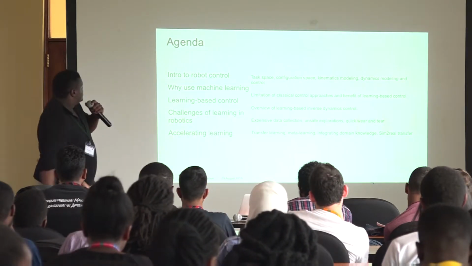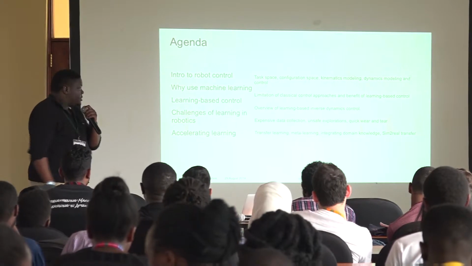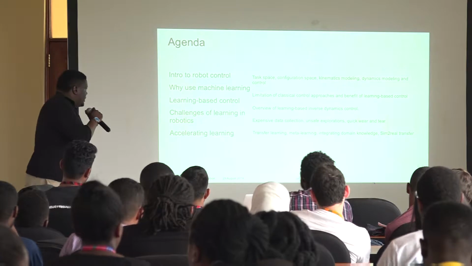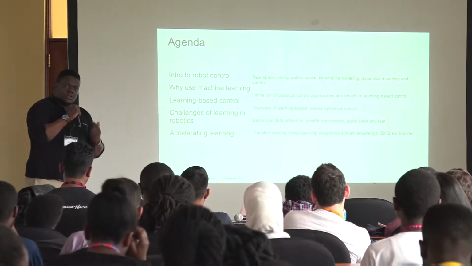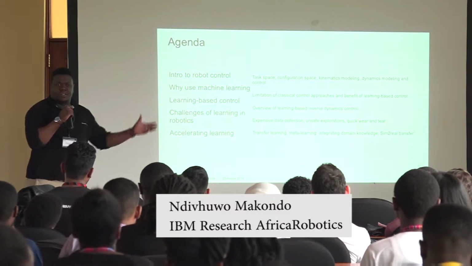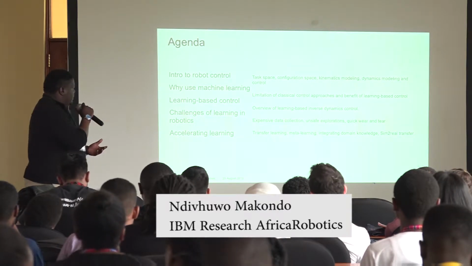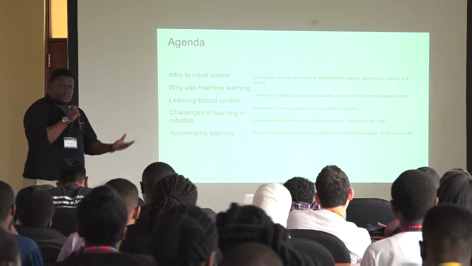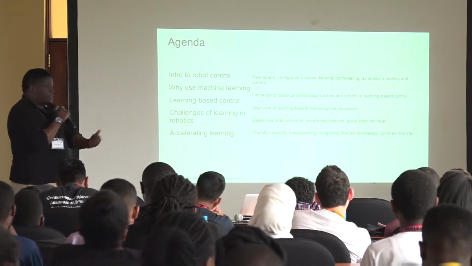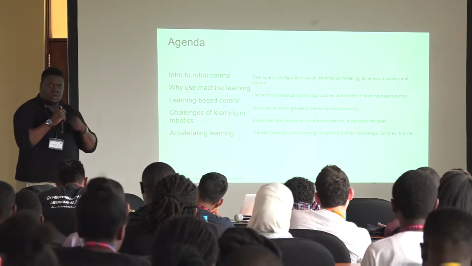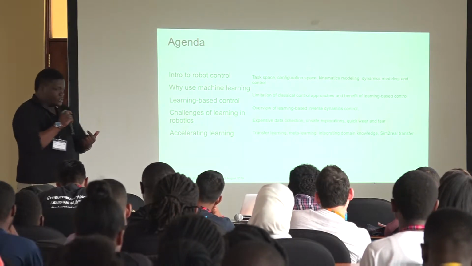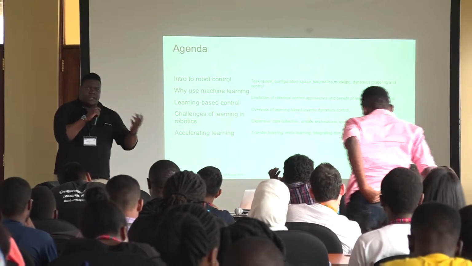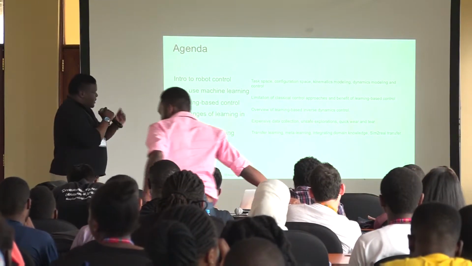So the agenda of my talk looks as follows. I'll give a brief overview of robot control and give some motivation of why you want to use machine learning over some of the classical approaches. I'll give an overview of supervised learning approaches that have been applied over the past few years and some of the challenges faced when you're trying to collect data from physical robots for control. And lastly, I'll talk about some of the work being applied to address some of these issues.